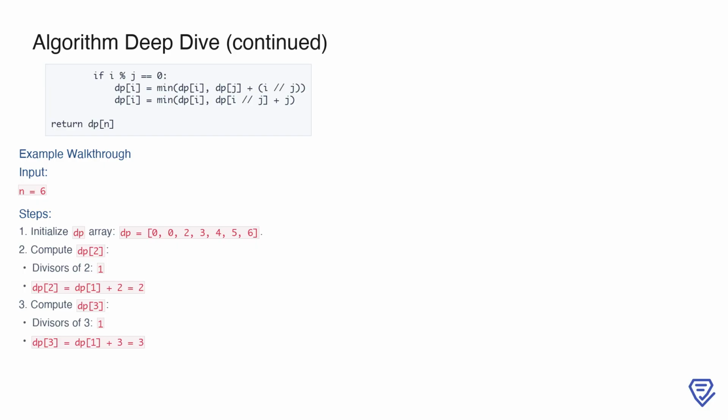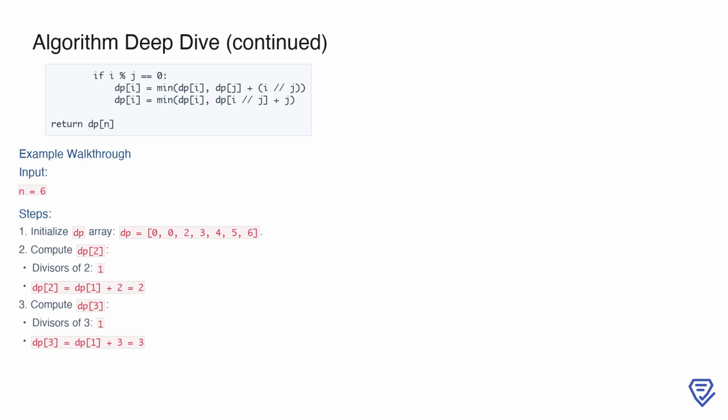This ensures that both factors of i, j and i // j are accounted for in the dynamic programming transitions. The final result, dp[n], is returned as the minimum number of steps required. Let's walk through an example to illustrate the process.